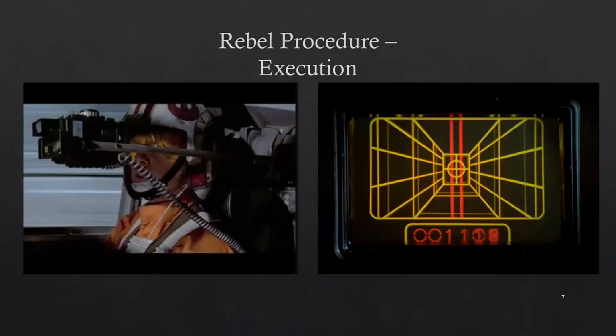Their procedure, how they execute, is that trench run down the Death Star to reach that exhaust port that's only 2 meters wide and hit it. Toss a torpedo down it and watch the chain reaction make the whole thing go boom, right? That's the execution phase of it.